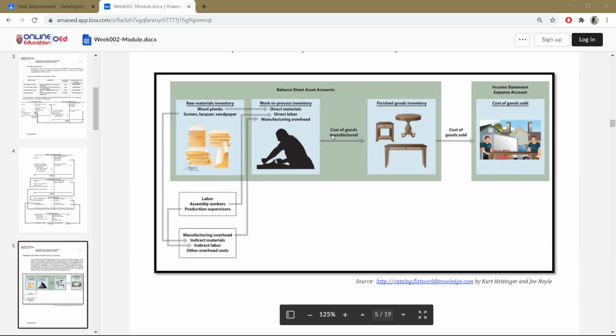So here, cost of goods manufactured, we have converted it into tables, into chairs, into what do we call this one? A side table, I think. And I'm not sure what type, but tables, dining tables and so on. And when we sell it to customers, that is the time it becomes part of cost of goods sold. What remains is our ending finished goods inventory, because ending finished goods inventory is not yet sold. It is still in our custody.